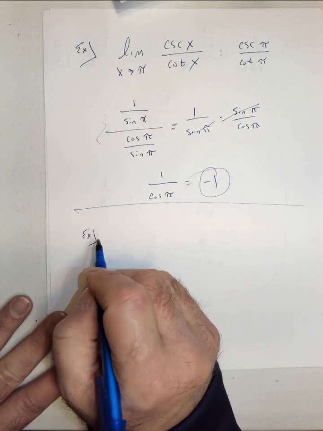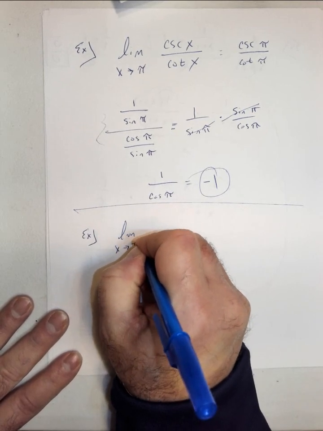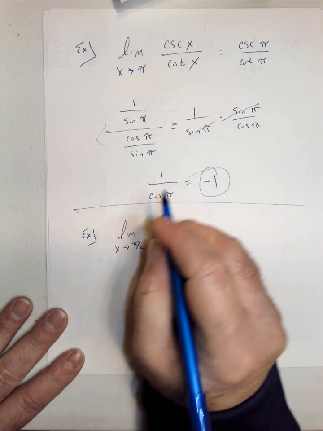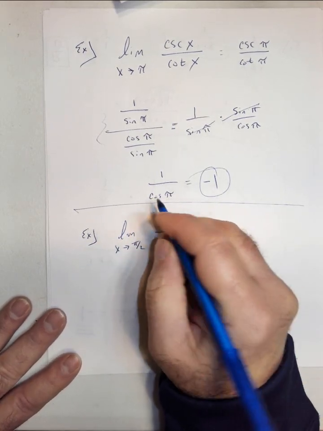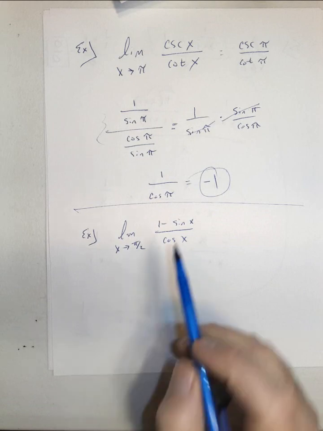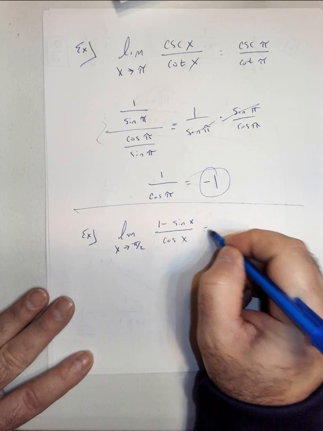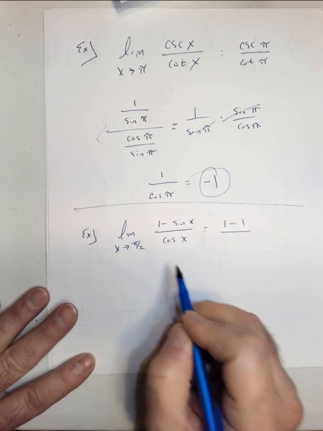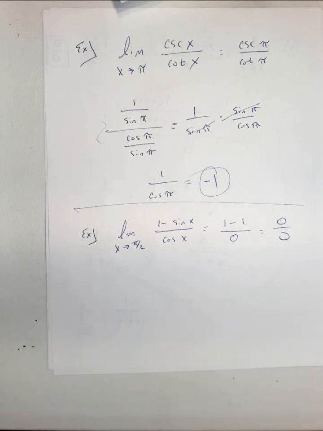Another example here. Let's say we have the limit as x approaches pi over 2 of 1 minus sine x over cosine x. And first thing we do, plug it in. So the sine of pi over 2 is 1. So we get 1 minus 1. Cosine of pi over 2 is 0. So here we have, again, that indeterminate form, which means there's a hole here somewhere.